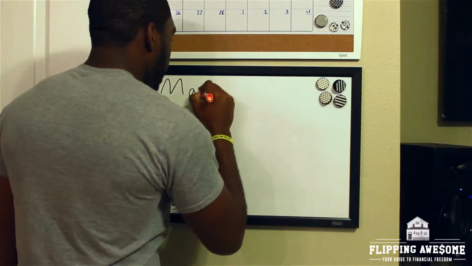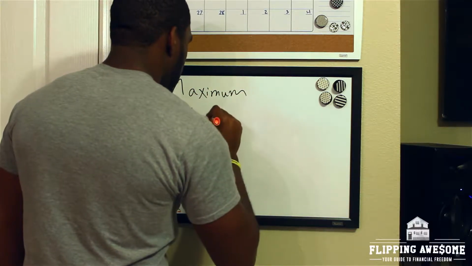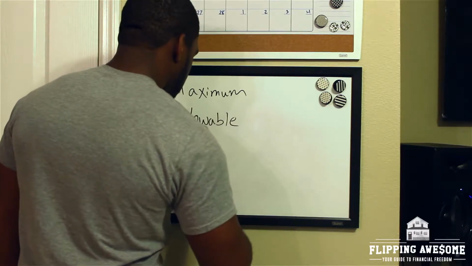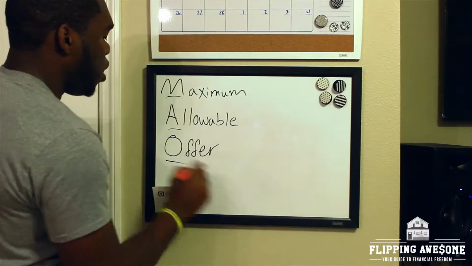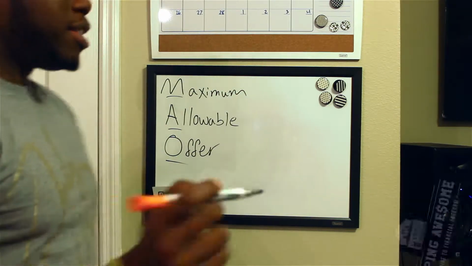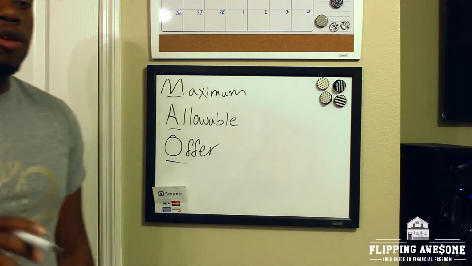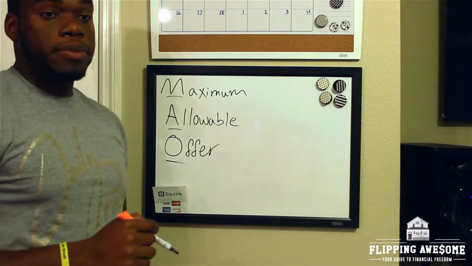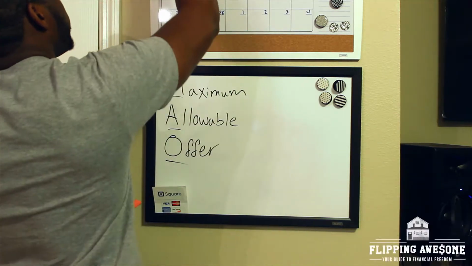M-A-O. Maximum allowable offer. Okay, maximum allowable offer. That is your mayo. This right here is how much you can offer to a seller for their property. Okay, all right, so I'm going to teach you how to get that. There's a formula for that.